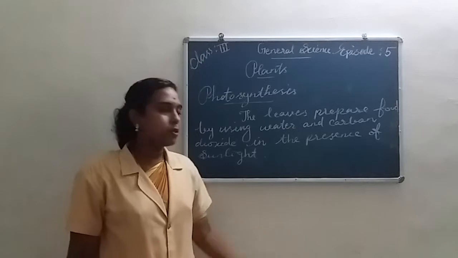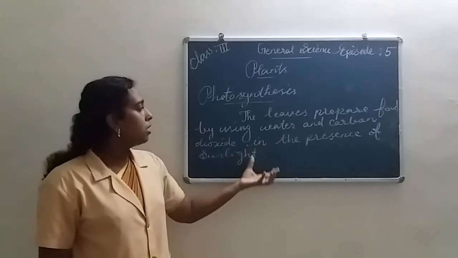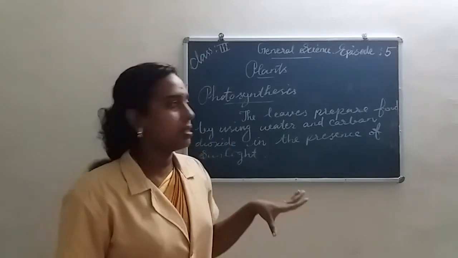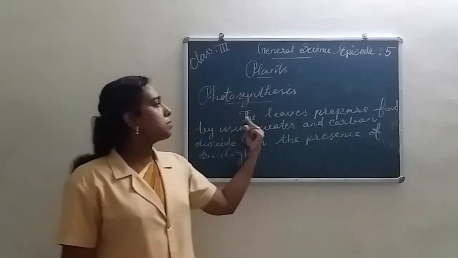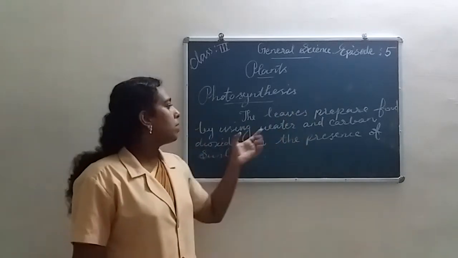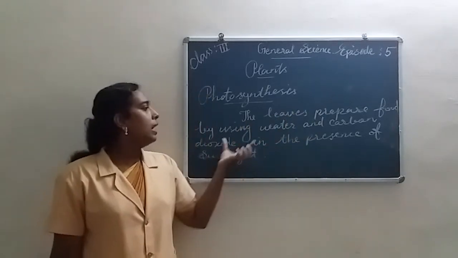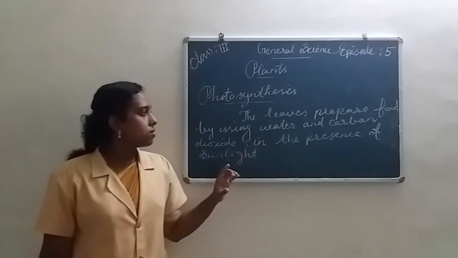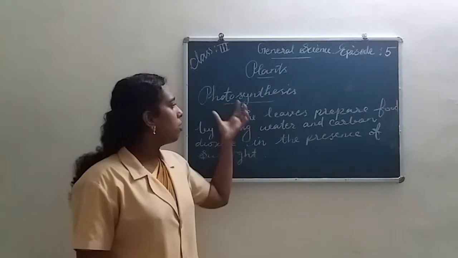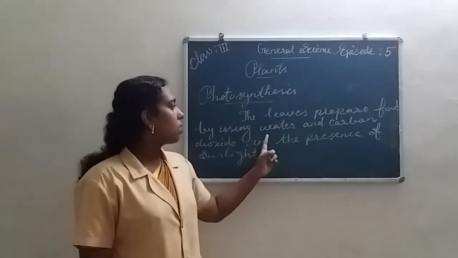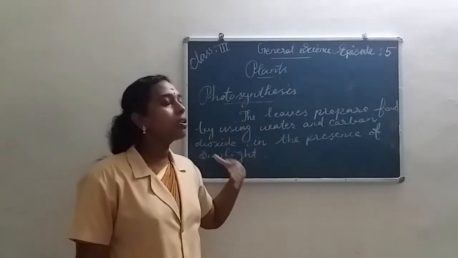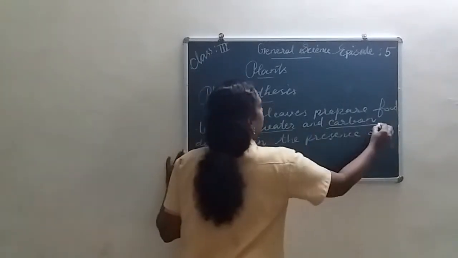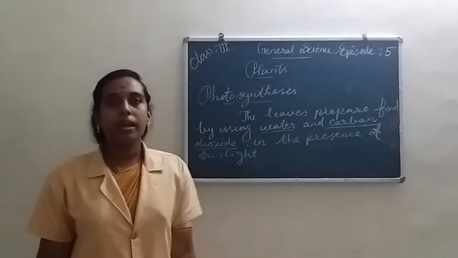And the green pigment, that is chlorophyll, helps to trap sunlight during photosynthesis, and the stomata help in the exchange of gases. So photosynthesis means the leaves prepare food by using water and carbon dioxide in the presence of sunlight. There is a question: what are the raw materials required for photosynthesis? The raw materials required for preparing food by plants are water and carbon dioxide.